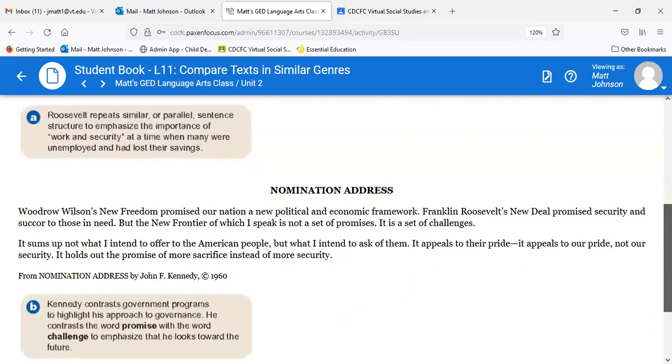Woodrow Wilson's New Freedom promised our nation a new political and economic framework. Franklin Roosevelt's New Deal promised security and succor to those in need. But the new frontier of which I speak is not a set of promises. It is a set of challenges. It sums up not what I intend to offer to the American people, but what I intend to ask of them. It appeals to their pride. It appeals to our pride, not our security. It holds out the promise of more sacrifice instead of more security.